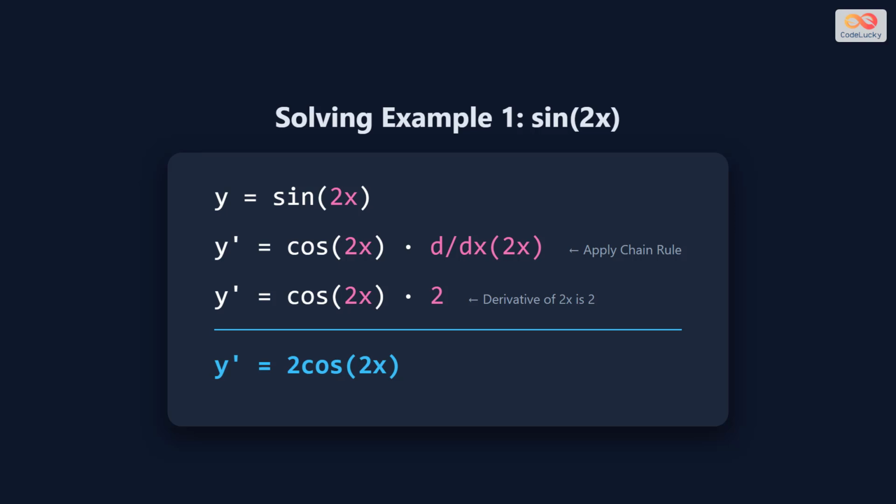Now we put it all together. We start with cosine of 2x, keeping the inside the same. Then, we multiply by the derivative of the inside, which is 2. Conventionally, we write the constant in front, so our final answer is 2 cosine of 2x.